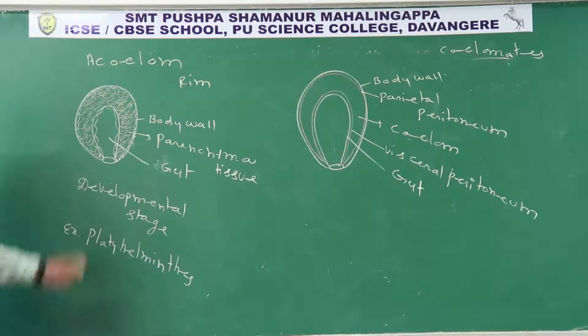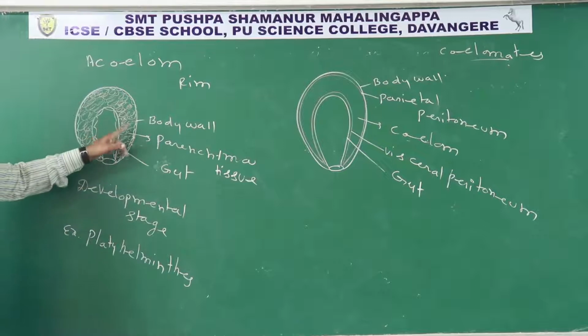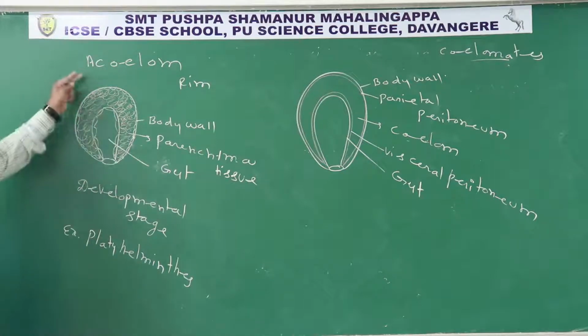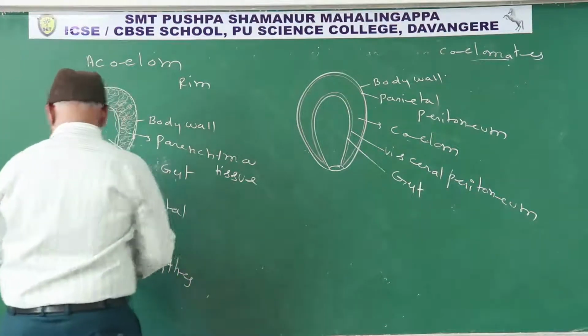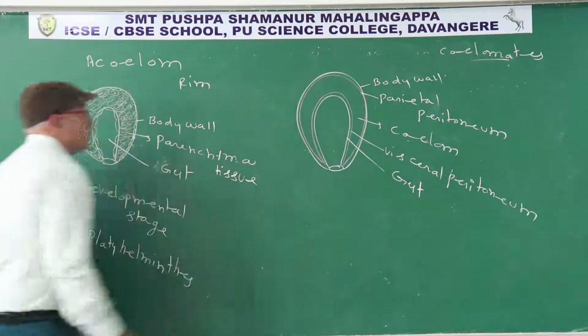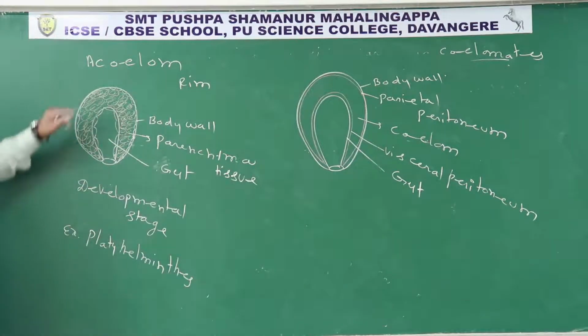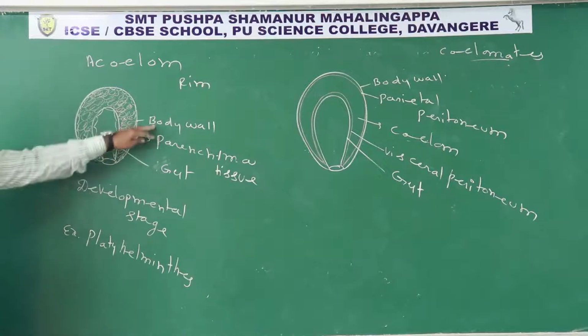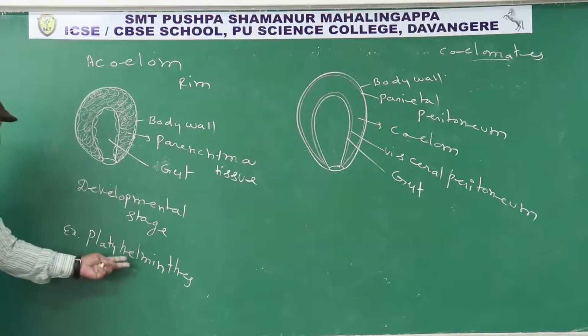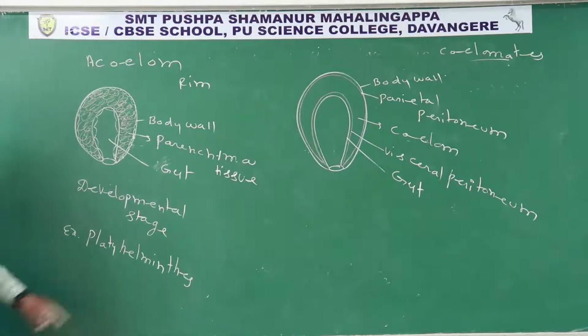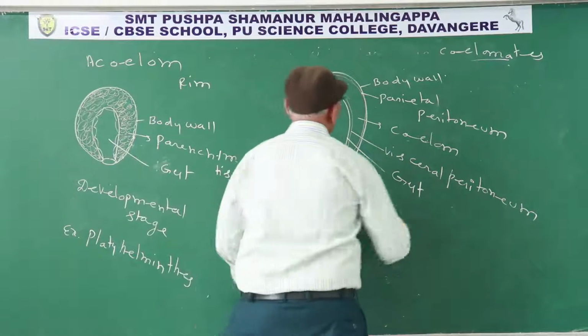Platyhelminthes. Simple definition: acoelom means due to presence of parenchyma tissue between body wall and gut, coelom is absent. So it is known as acoelom. Only one phylum, that is platyhelminthes. Now we discuss pseudocoelom. What is acoelom? Due to presence of parenchyma between body wall and alimentary canal, body cavity is absent. This condition is known as acoelom. Example, platyhelminthes. Now we discuss pseudocoelom.